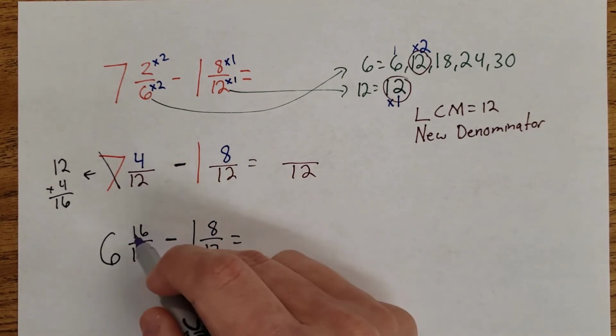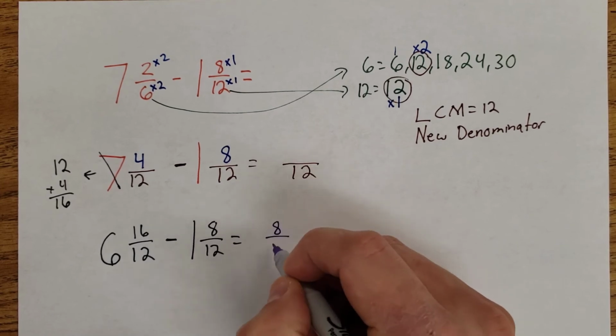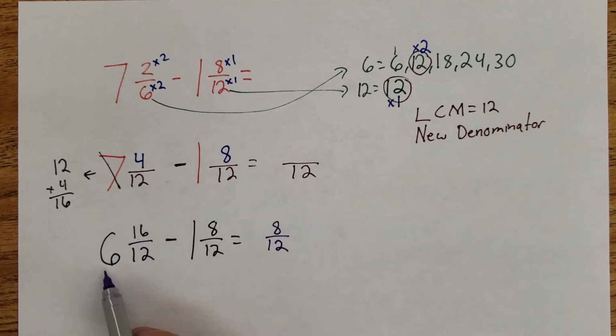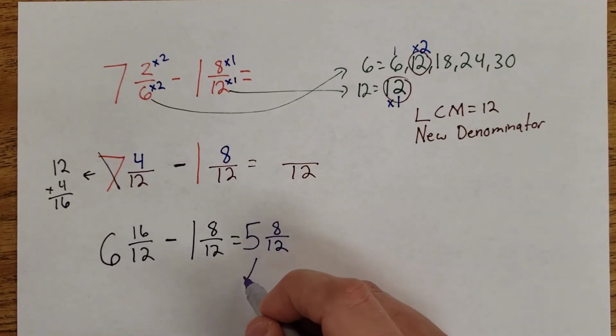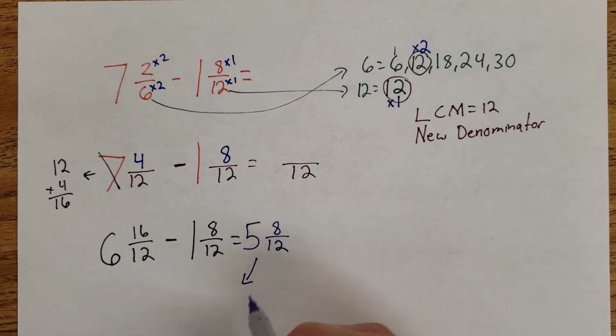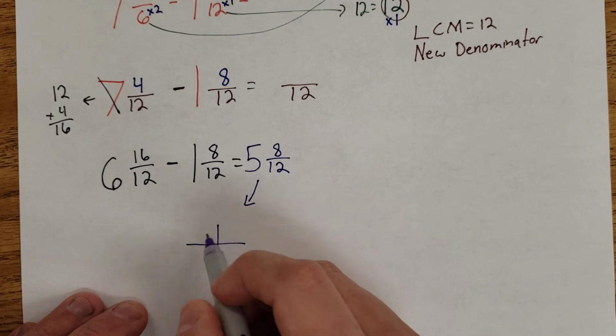Start with the fraction. 16 minus 8. 16 minus 8 is 8. The denominator stays the same. 6 minus 1, the whole numbers, is 5. And again, we do have a correct answer here, but we have to try to simplify that fraction. We got to do our t-chart and try to simplify that fraction.